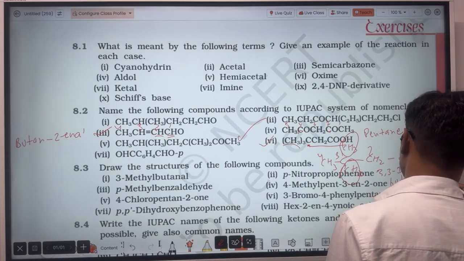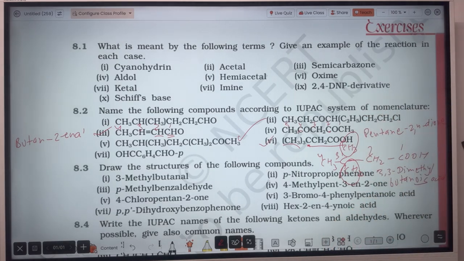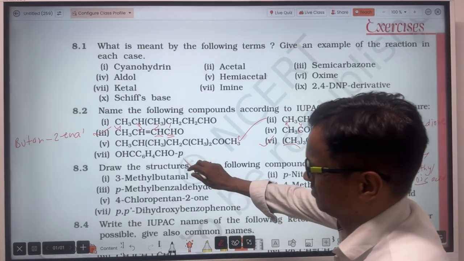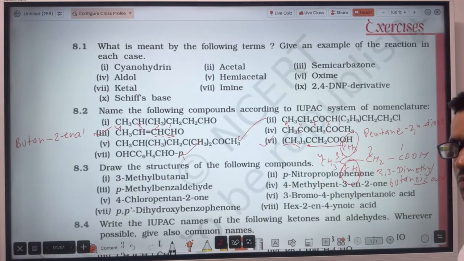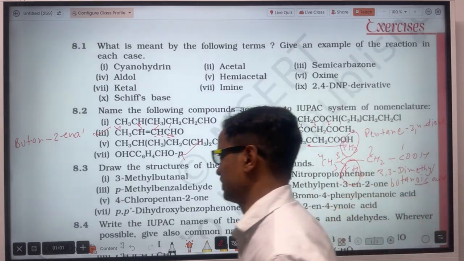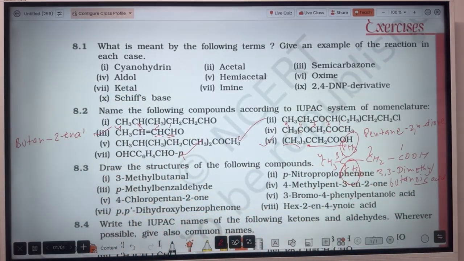Why has E been replaced by oic acid here? Only one COOH group is there, that's why E has been replaced. Do it by yourself. If you are not able to do it, then I shall solve that. Draw the structure, you can do it very well.